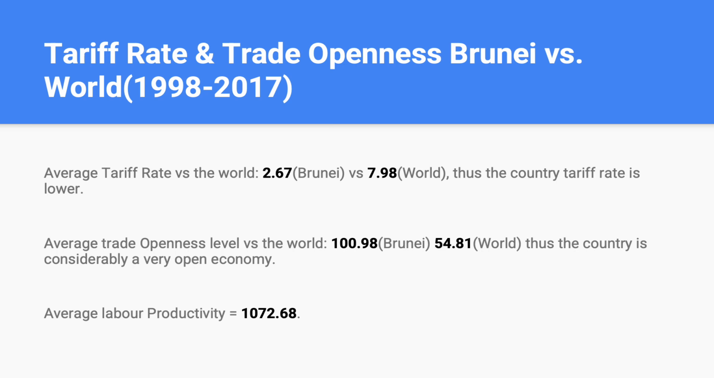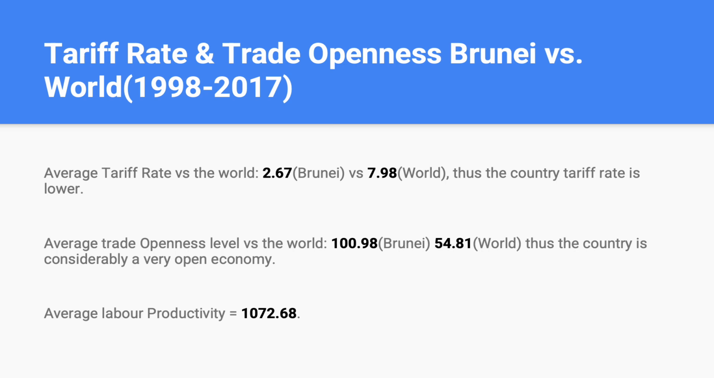Next, let's look at the average trade openness level of Brunei against the world. The average trade openness level of Brunei is 100.98, while the average trade openness level of the world is 54.81. Thus, we can see that Brunei is considerably a very open economy. By embracing a strategy of low tariff rates and high trade openness, Brunei aims to position itself as an attractive investment destination, increase job opportunities, enhance its economic resilience, and elevate its global standing.